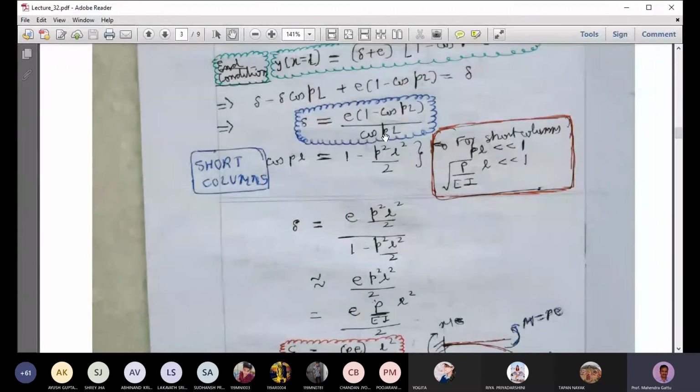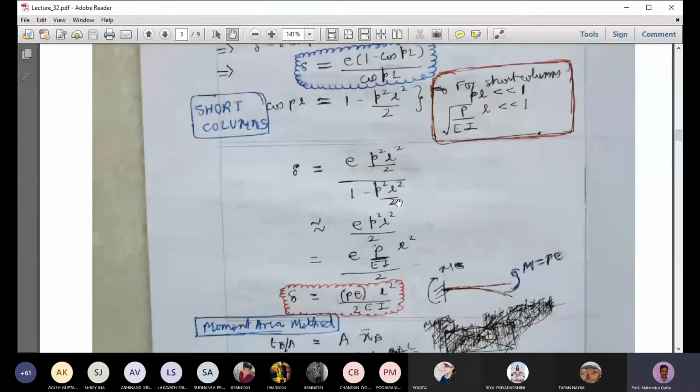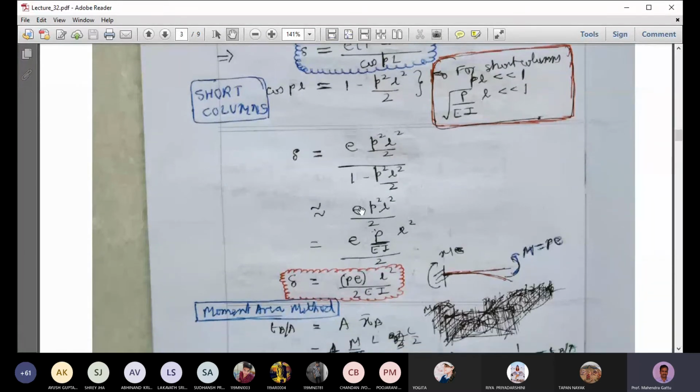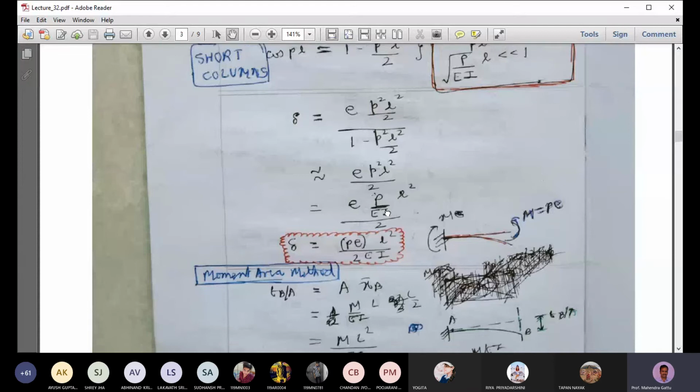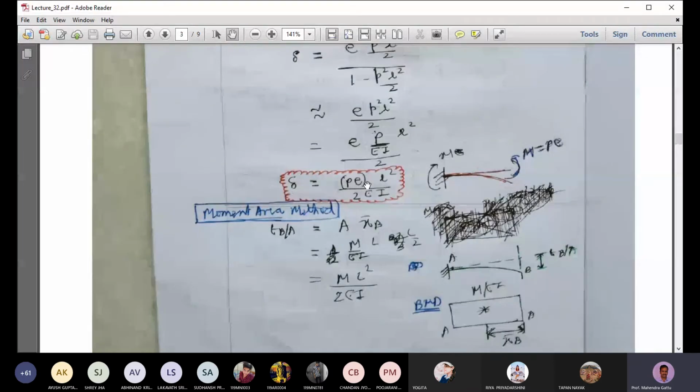And here cos pL is this value, and we write that 1 minus p square L square by 2. And we make the assumption that for short columns, this value is very less compared to 1. So the square will be negligible compared to 1. So we can neglect this term, and we get e p square L square by 2. That will be the deflection. So we can write it as p square is P by EI, L square by 2. So if you simplify it, we'll get delta is equal to P e L square by 2EI.